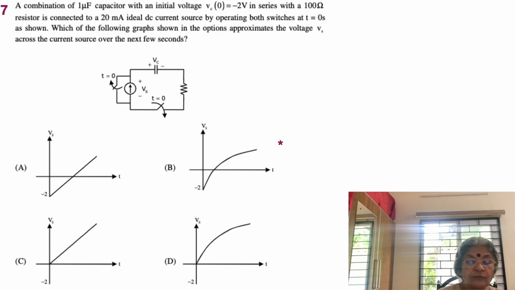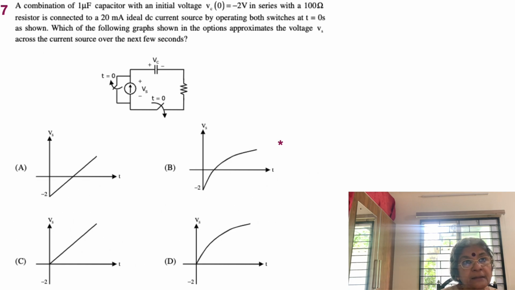So we start off from minus 2 volts. There are two answers with minus 2 volts as the starting point for the graph. And thereafter, as we very well know, we have the voltage changing based on the discharge of the capacitor. And the discharge of the capacitor through the resistor is going to be exponential in nature. So answer B is correct.